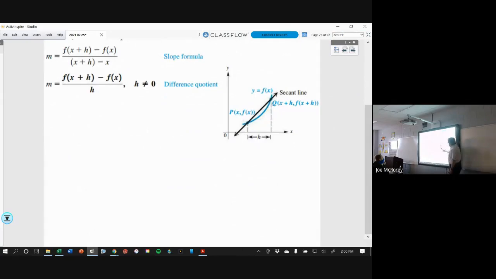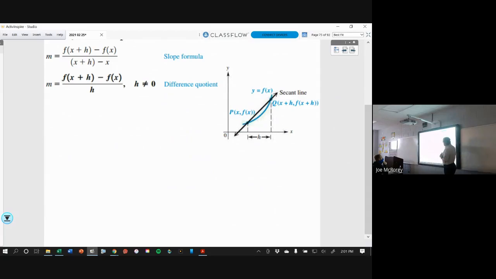Okay, so this point has an x value of x. To get the corresponding y value, we plug x into the function to get f of x. I'm going to go to the right some h value, which means this x value is now x plus h. I don't know what the value of x is, but I added h to it. So the x value here is x plus h. I'm going to take that x plus h and plug it into the function, which gives me f of x plus h.